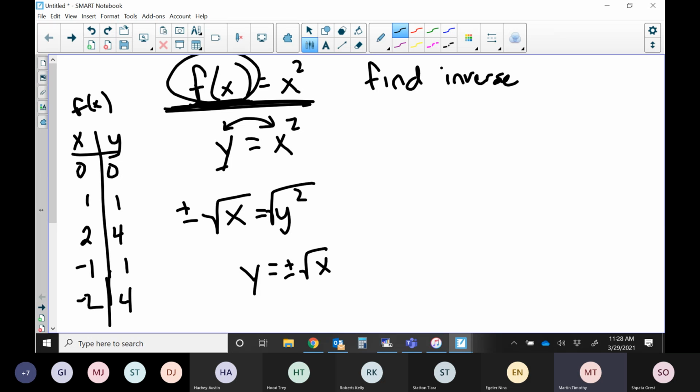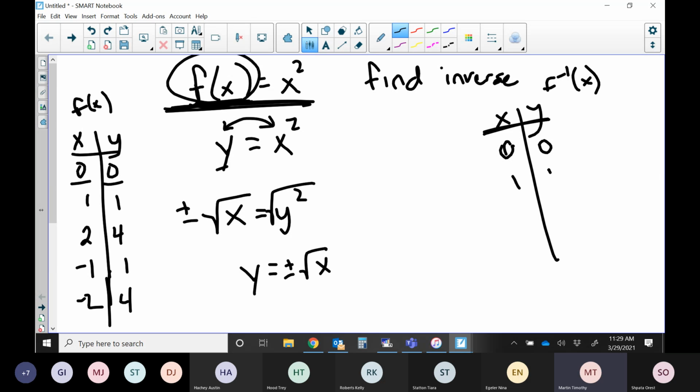So that's good enough. Now what I'm telling you is, if you did the inverse function, you should literally just have to go, if I put a 0 in, I get a 0 out. So 0 in, 0 out. If I put a 1 in, I should get a 1 out. If I put a 4 in, I should get a 2 out. So let's check that to make sure so far. Actually, we'll go ahead and finish listing them. If I put a 1 in, I should get -1.